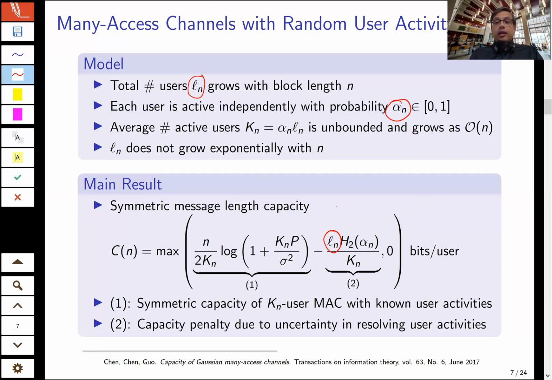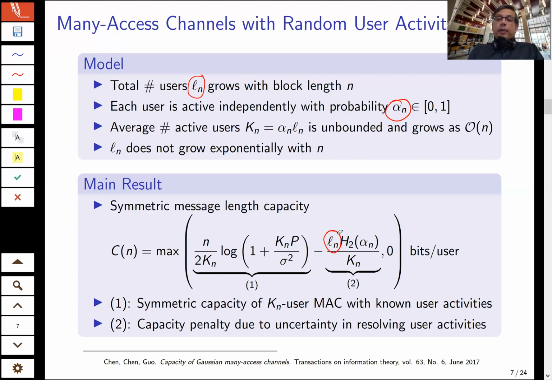So ln would be n times something, and then you get a small term here. Whereas if ln grows exponentially with n, then that's a problem because the second term may start to dominate, and then you have to spend all your resources in trying to communicate your identity, and you don't have any resources to communicate your information.